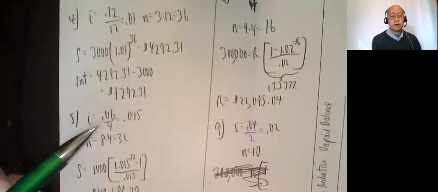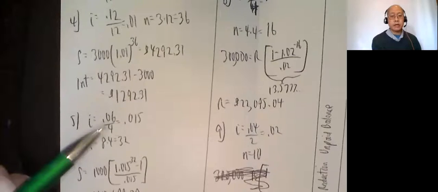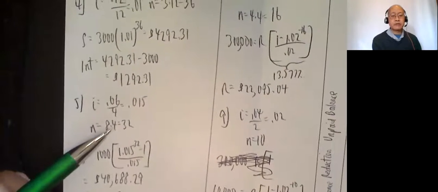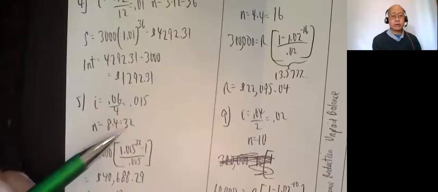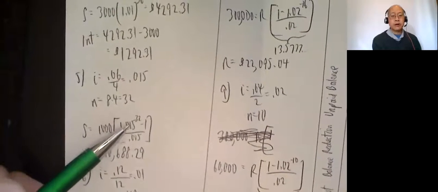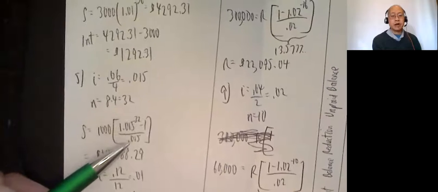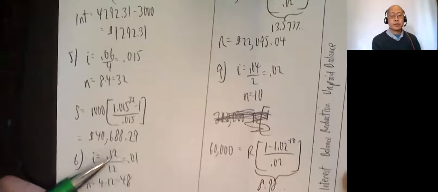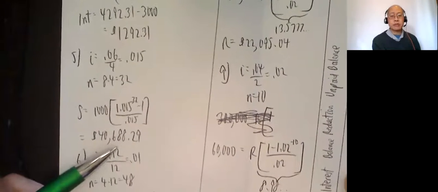Number 5, 0.06 divided by 4 because it says quarterly. i is 0.015. n is 8 years times 4 times a year because it's quarterly, 32. So S is 1,000 times (1.015 to the 32nd power minus 1) divided by 0.015. To the nearest penny, 40,688.29.